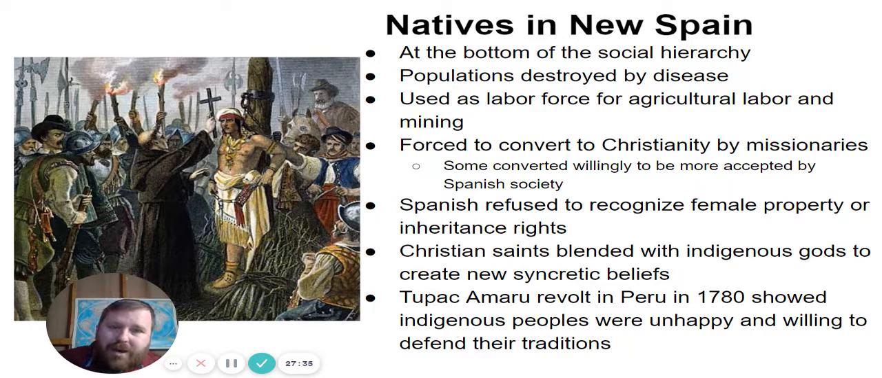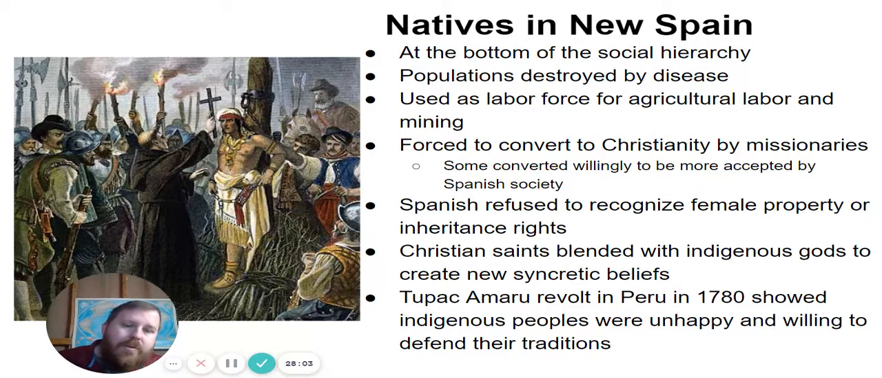Natives in New Spain were at the bottom of the social hierarchy. Their populations were destroyed by disease. They were used as a labor force for agricultural labor and mining in what we said, the hacienda and encomienda systems. They were forced to convert to Christianity by missionaries, and some converted willingly to be more accepted by Spanish society. So you do see some natives in New Spain that are converting willingly to Christianity.